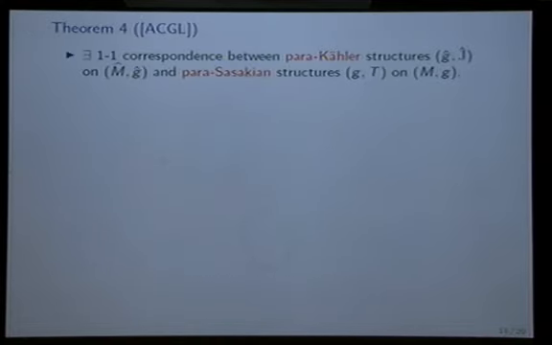And so we can state this a bit more clearly. We have a one-to-one correspondence between parakähler structures on the cone, of the form G hat, the metric of the cone, and the structure J hat, its paracomplex structure, and parasasakian structures on the base, G, T. T is a vector field on the base with some properties, so I will define it in a moment.